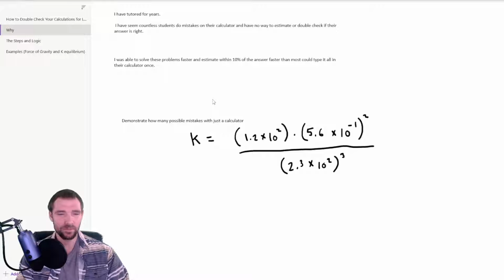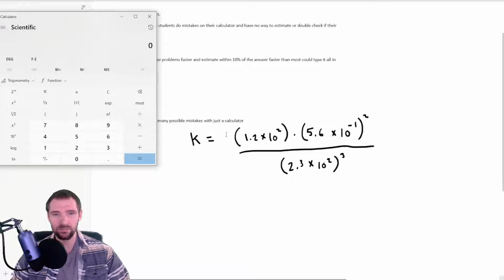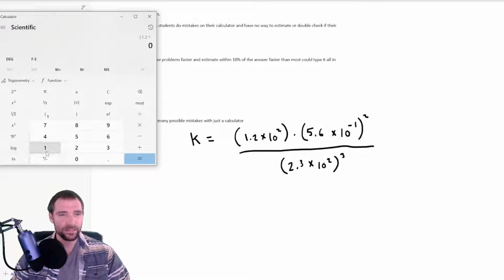Most of the time, you're going to be doing something on your calculator with these numbers. Let's say you're trying to plug this into the calculator. You might start with parentheses 1.2 times 10 up to the second power. Oh, hold on, I did the wrong thing here. So we've got 1.2 times 10 up to the second power. So that's the first number, right?